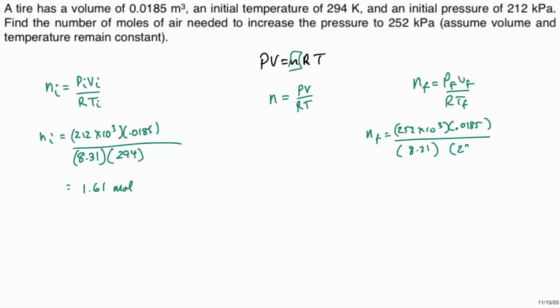8.31 and then 294, right? So then I got 1.91 moles. So what's the answer? Is that 0.3? I think that's 0.3, isn't it? Yeah. Yeah. What's the trick? Or what do you need to be careful of?